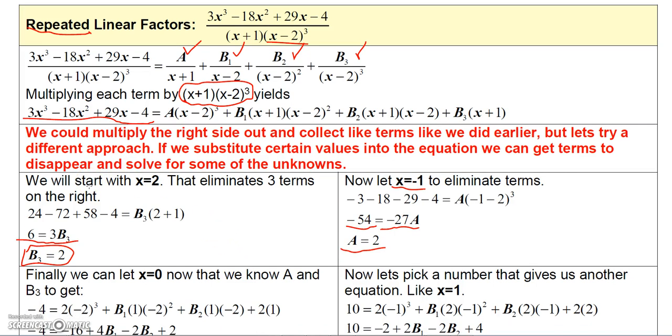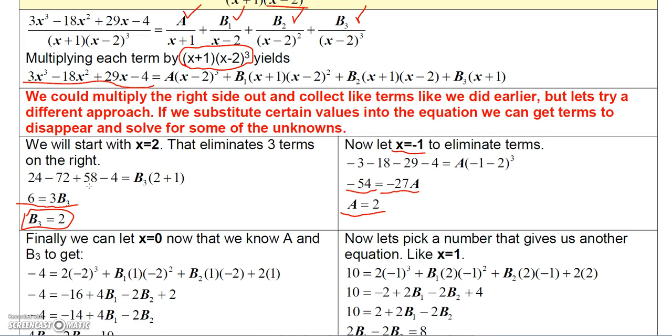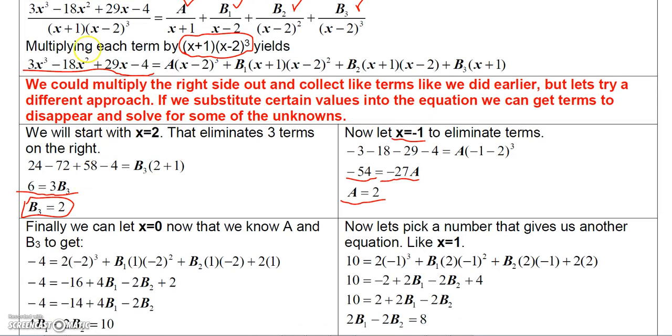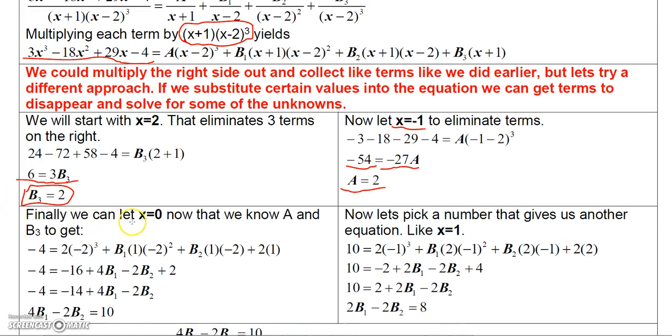Okay, so now another good number that might be helpful, I can't really plug anything else in here to make those disappear, but what I can do is plug 0 in, because 0 is usually easy to work with. So now let's plug 0 in on both sides of the equation. On the left, if I plug 0 in up here, I'm just going to get 0, 0, 0, -4. So I'm just going to get -4 on the left.